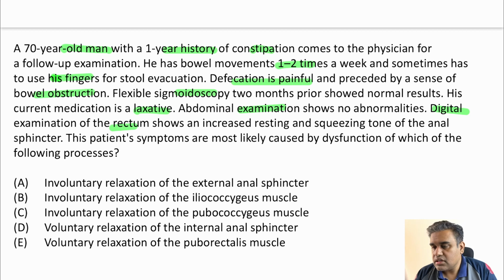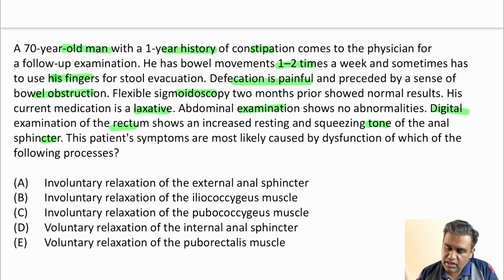So it's very important. See, any case of constipation in old age should have the tonicity of the sphincters checked, right? Should check before advising any drug. That is a preliminary examination finding in any constipated patient. So DRE shows an increased resting tone and squeezing tone of the anal sphincter. So sigmoidoscopy was okay, examination was okay, fine, but DRE finds some issue.